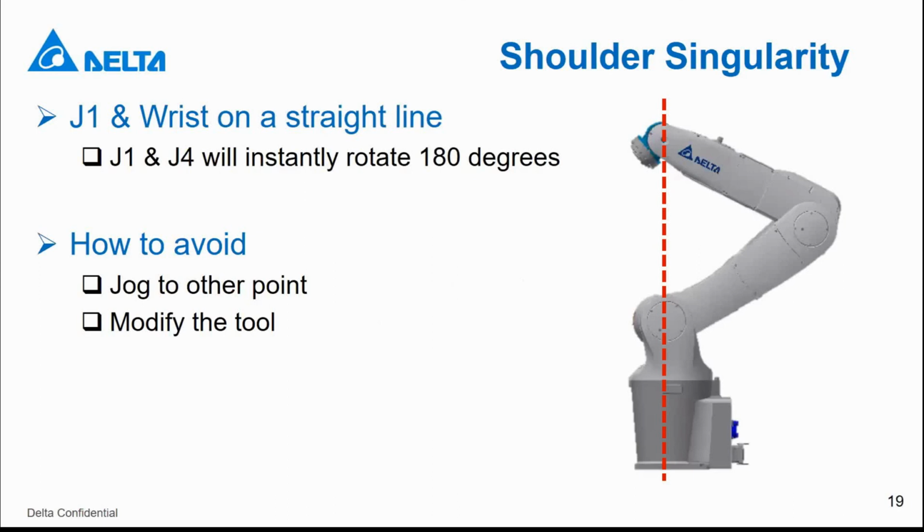And next is shoulder singularity. When your wrist and joint 1 are in a straight line, then joint 1 and joint 4 will instantly rotate 100 degrees at the same time. This is also not a good position for a robot. So try to avoid it by joining to another point, avoiding this part, or you can also modify the tool to avoid it.